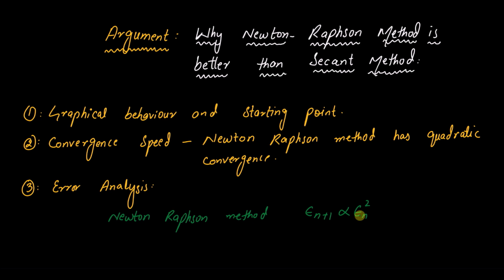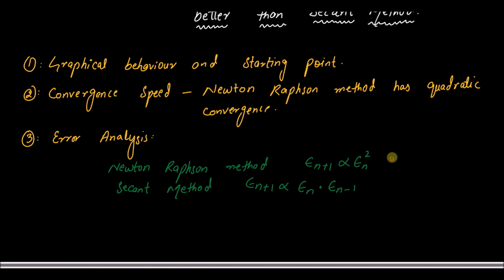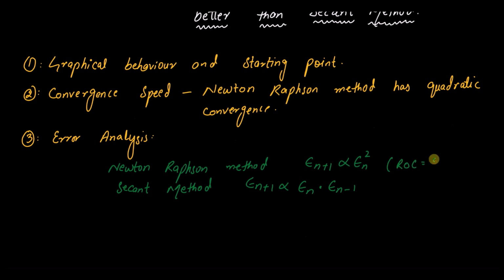On the other hand, the secant method depends on two previous errors. For secant, epsilon n plus 1 is directly proportional to epsilon n multiplied by epsilon n minus 1. That's why its convergence is a little bit slower than the Newton-Raphson method. Numerically speaking, the NR method has a convergence of order 2, or we simply say the rate of convergence is 2 for the Newton-Raphson method. And for the secant method, the order of convergence is 1.618, a little bit slower. So this proves mathematically that the Newton-Raphson method is superior in speed and precision.